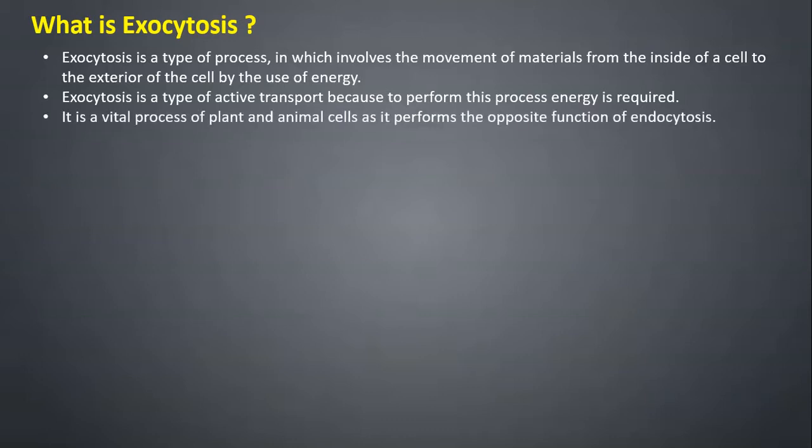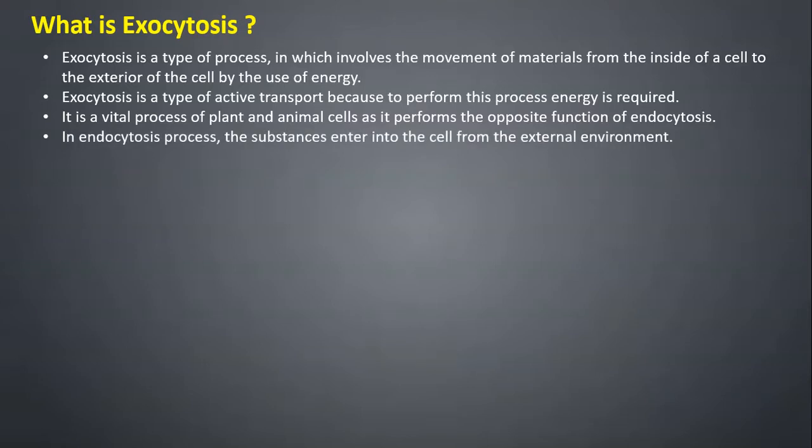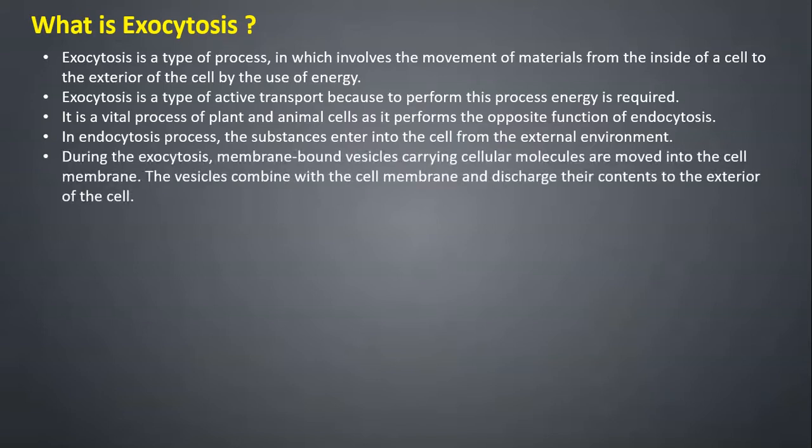It is a vital process of plant and animal cells as it performs the opposite function of endocytosis. In the endocytosis process, the substances enter into the cell from the external environment. During exocytosis, membrane-bound vesicles carrying cellular molecules are moved to the cell membrane. The vesicles combine with the cell membrane and discharge their contents to the exterior of the cell.